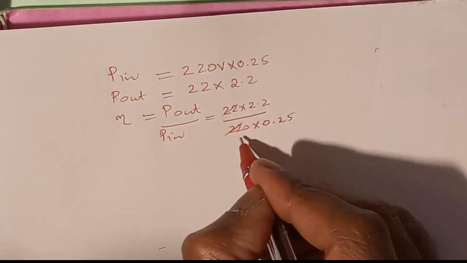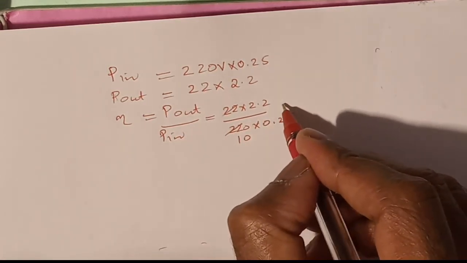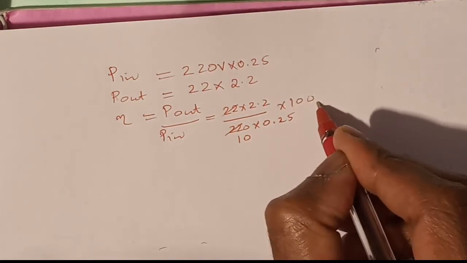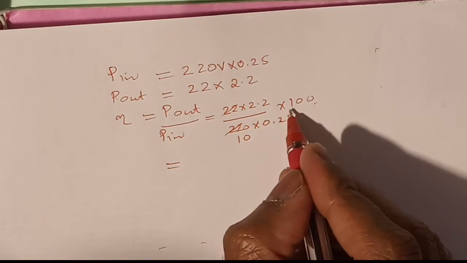22 we can cancel it. So here what will be left? 10 will be there, multiplied by 100. So what you will get? You will get 2.2.